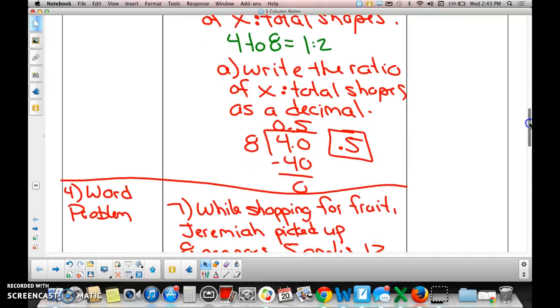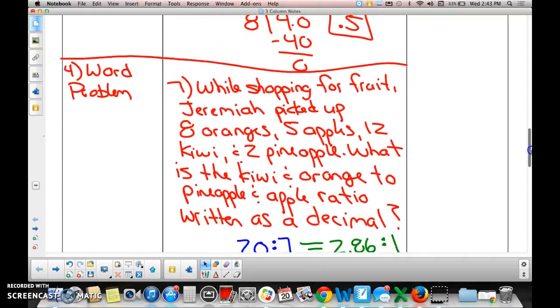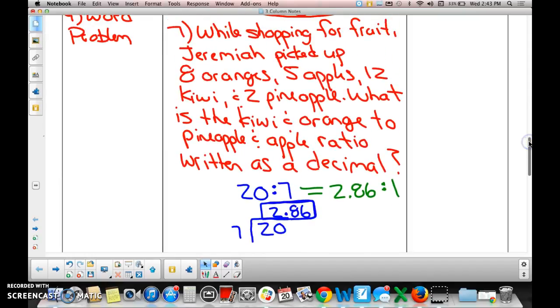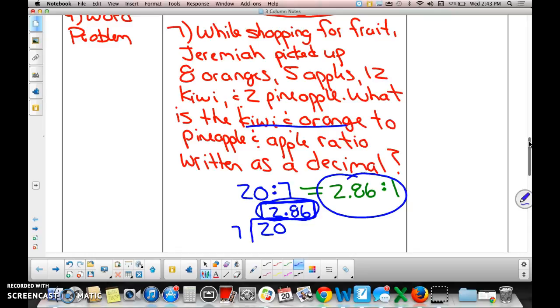The word problem focused on Jeremiah and his trip to the grocery store looking for fruit. And we came up with a ratio of different fruits to different fruits. And we even converted it into a decimal, which was 2.86. And Caitlin told us it was 2.86 to 1 is what that decimal really represents. So for every, I think the ratio was kiwis and oranges to pineapples and apples, for every 2.86 kiwis and oranges, Jeremiah bought 1 pineapple and apple.